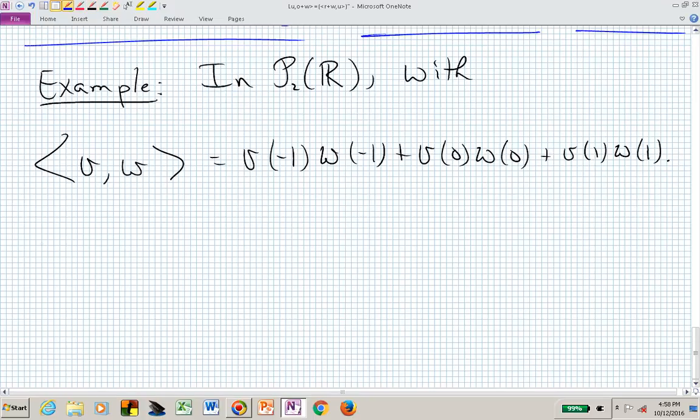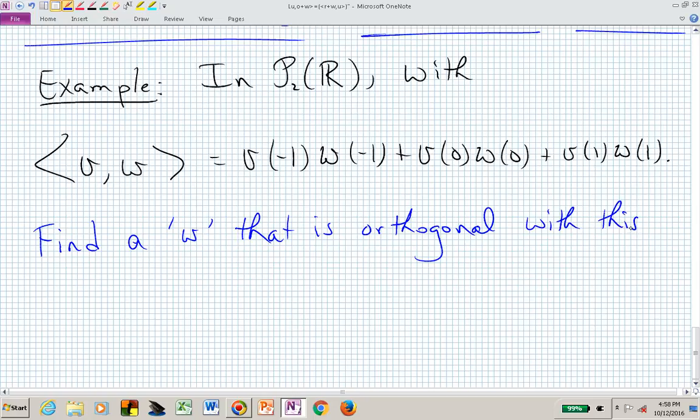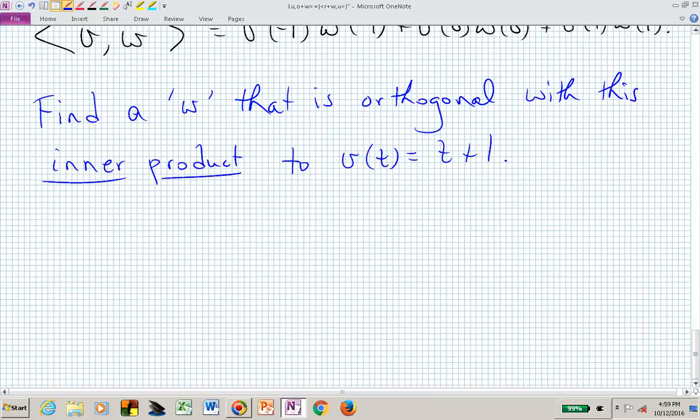What we want to do in this example is find a vector W that is orthogonal using this inner product, and it's orthogonal to, let's say, V of t equal to t plus 1. So now we want to find some second order polynomials that are orthogonal to t plus 1 using the inner product number 2 that we've defined.